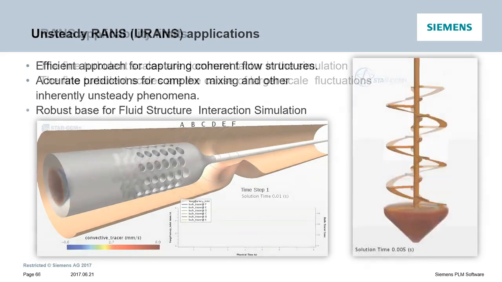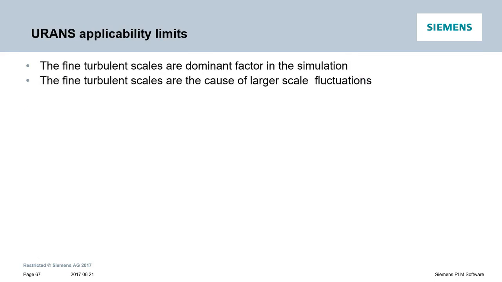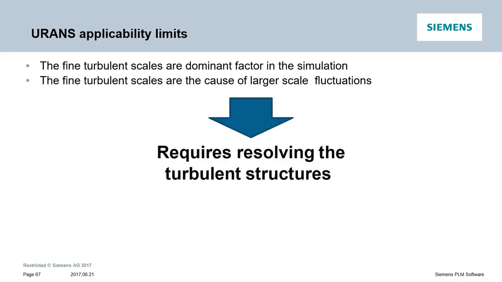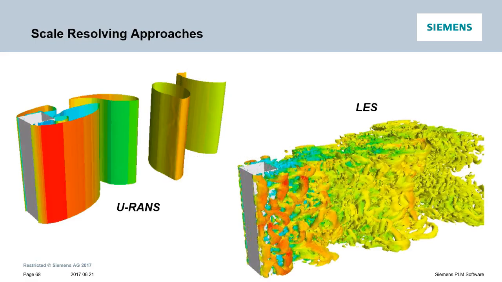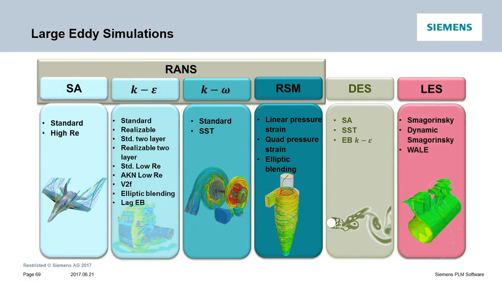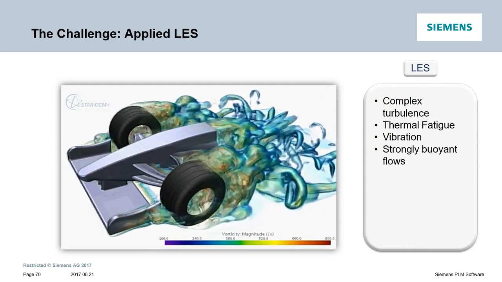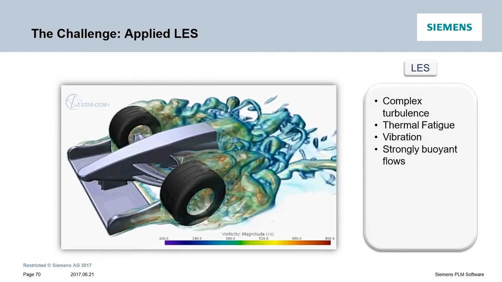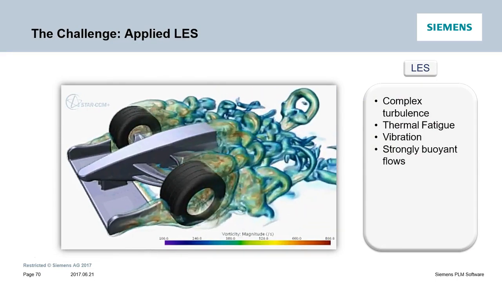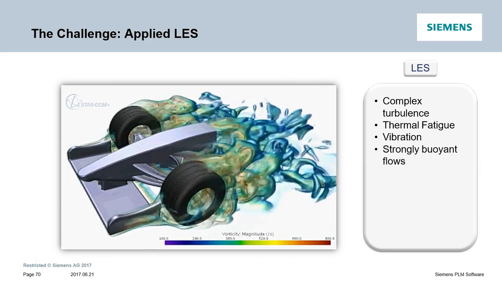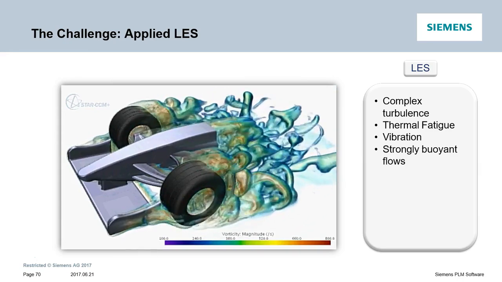Another case is when fine turbulent scales are a dominant factor in the simulation, or these scales are themselves responsible for larger scale fluctuations. Then we have to resolve these turbulent structures, which brings our discussion to scale resolving approaches, and we start with large eddy simulations. This approach is really useful when we have enough computational resources, or in some problems it's critical to capture more of the unsteady turbulent flow features. For example, when we want to study aeroacoustics, vibrations, VIV, etc.